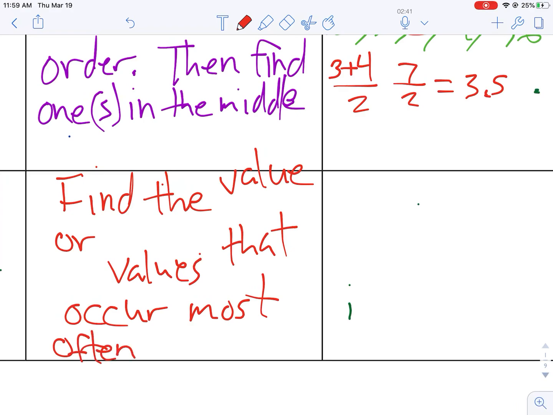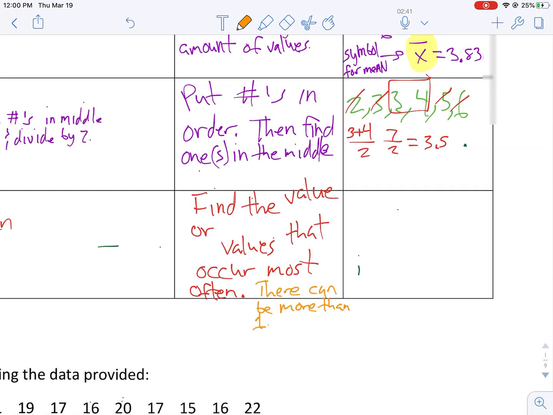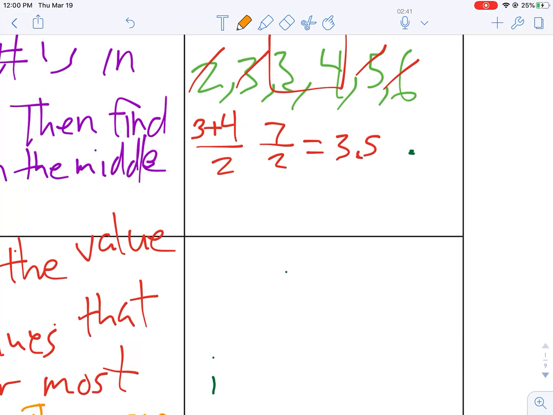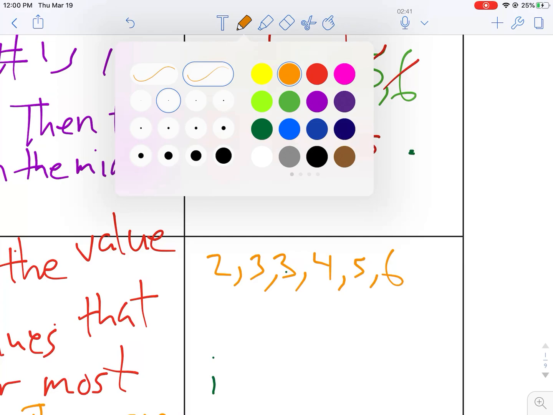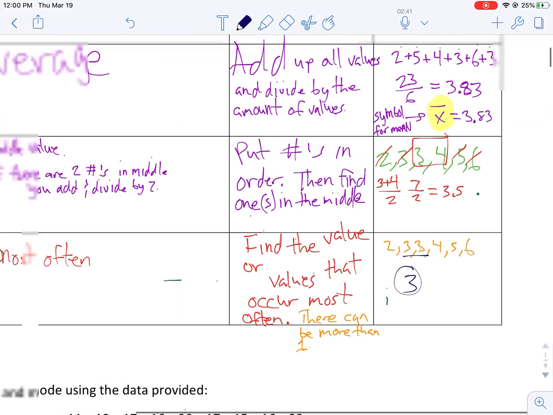And I put values because, just a side note, I'll put this in a different color to emphasize it, there can be more than one. It can be more than one. All right, so in our instance, what happens most often? Well, 3. Looking at that data set, 2, 3, 3, 4, 5, and 6, 3 happens most often, so our mode is 3.